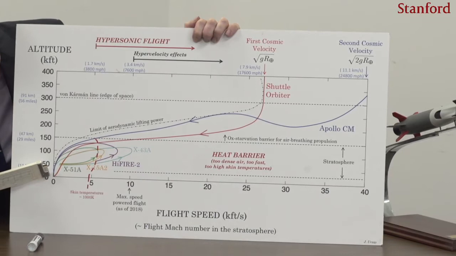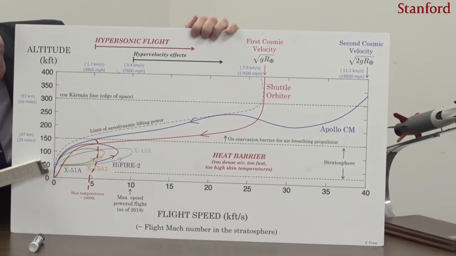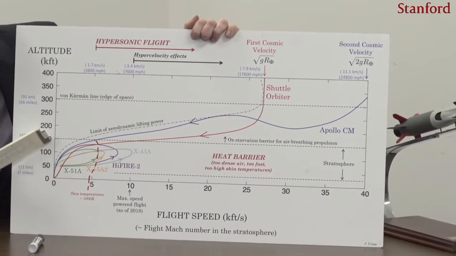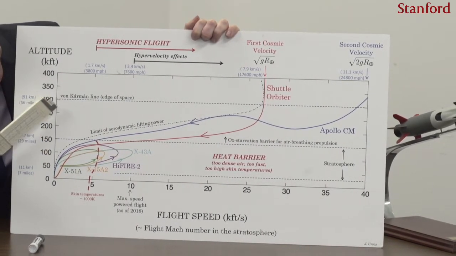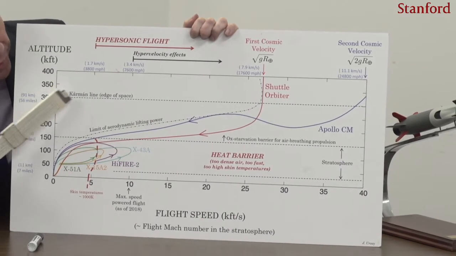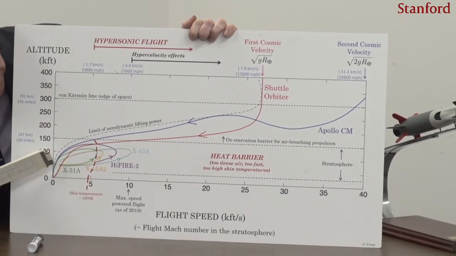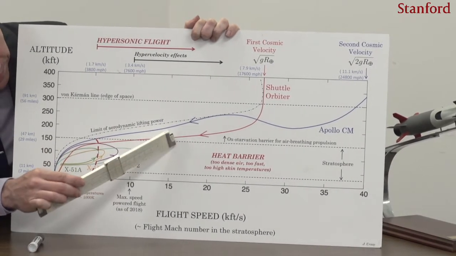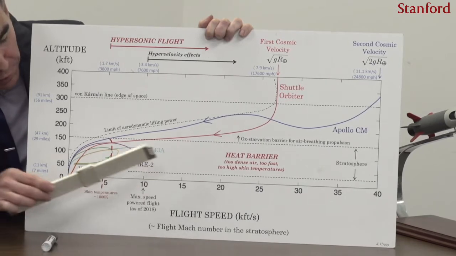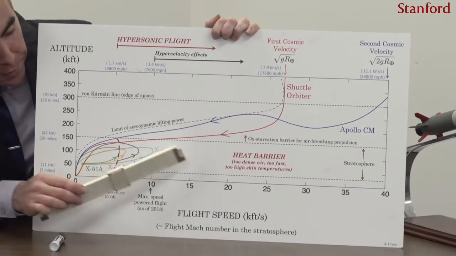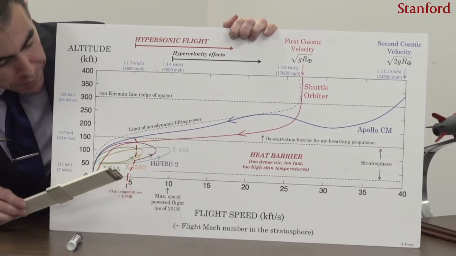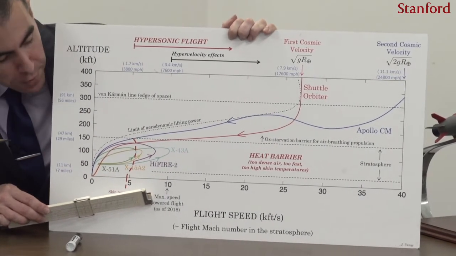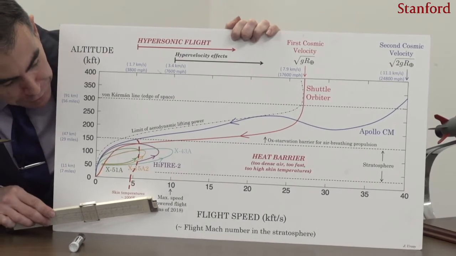The range of altitudes goes from sea level till 400,000 feet, and it covers the stratosphere and the mesosphere until the von Karman line. The stratosphere is this layer that you see here in between these two dashed lines, and it covers from 50,000 feet to 150,000 feet. This horizontal axis is actually in units of kilofeet per second.